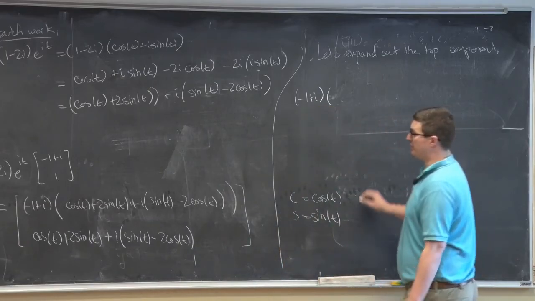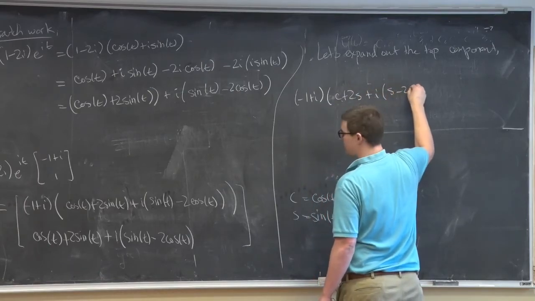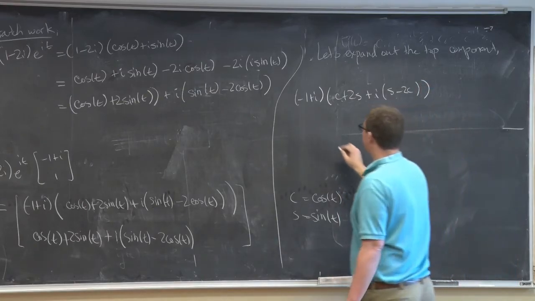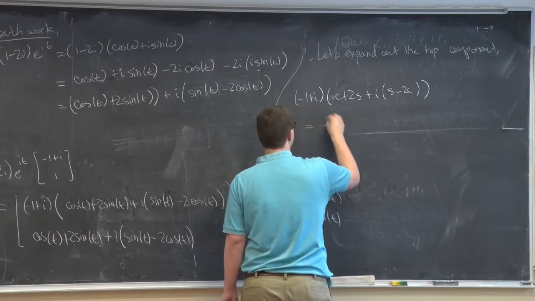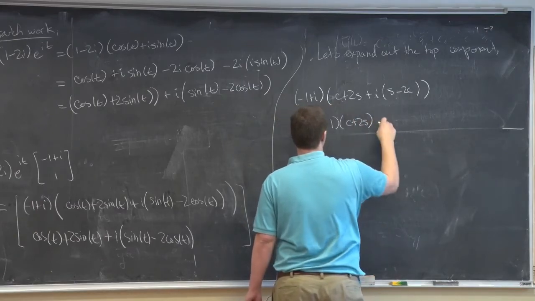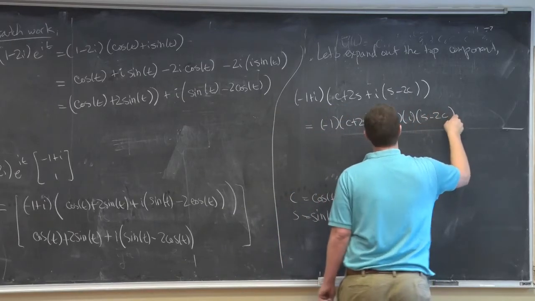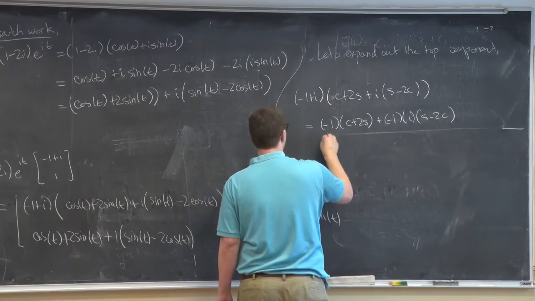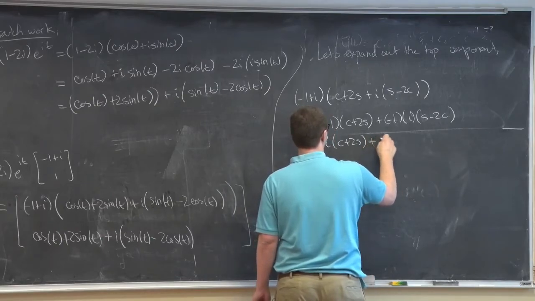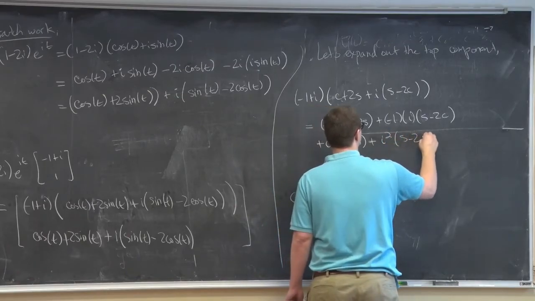So here we have C plus 2S plus i times S minus 2C. That's the only thing that I needed to compute. We really only cared about the real part, but let's just do it anyway. So this is minus 1 times C plus 2S, plus minus 1 times i, S minus 2C. And now we have i times C plus 2S, and then plus i squared times S minus 2C.